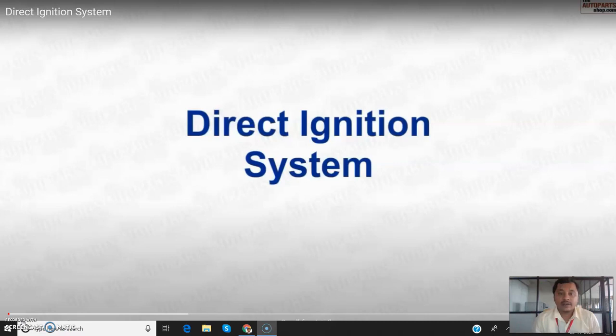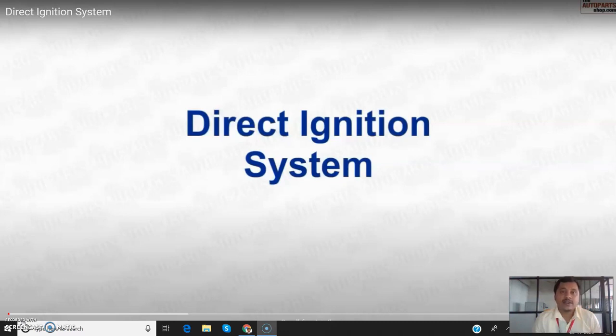Today, we are going to see a case study on ignition system. Before proceeding into the topic, the ignition system is present in SI engines. SI engines are otherwise called spark ignition engines.